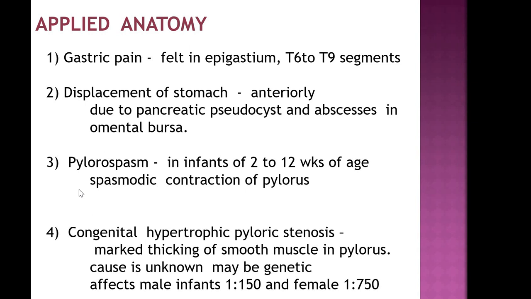Then pylorospasm. Pylorospasm is the spasmodic contraction of the pylorus, and it occurs in infants at the age of 2 to 12 weeks. Then congenital hypertrophic pyloric stenosis: there is marked thickening of smooth muscle in the pylorus, and that affects mainly male infants, 1 in 150, and female infants, 1 in 750.